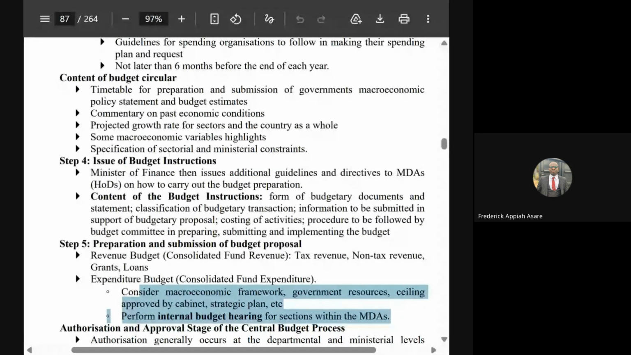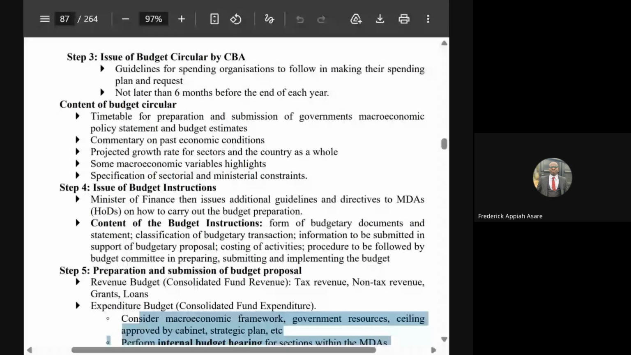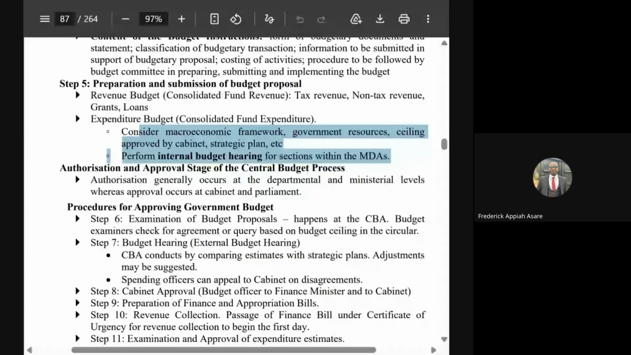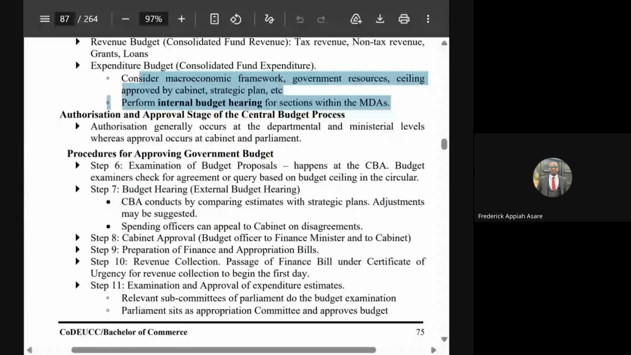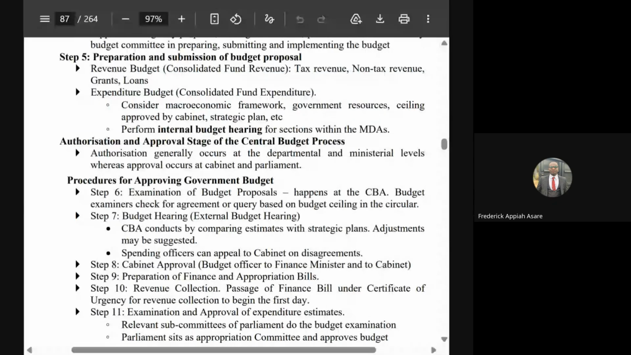So that is the first stage of the budget process. That is planning, and we have 5 steps that fall under planning. When they are done, they move on to the authorization and approval stage of the budget, and that is at the central budget process. Now, authorization generally occurs at the departmental and ministerial levels, whereas approval occurs at the cabinet and parliamentary level.